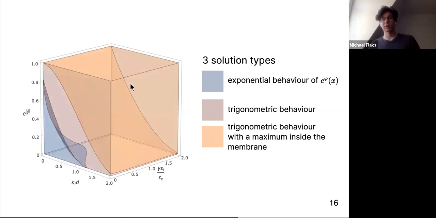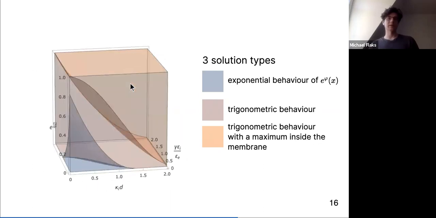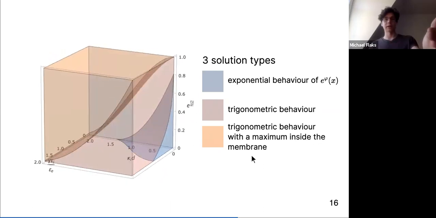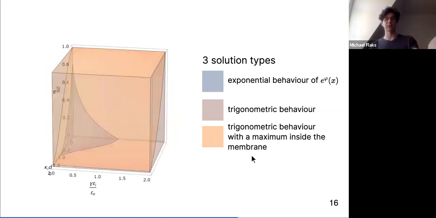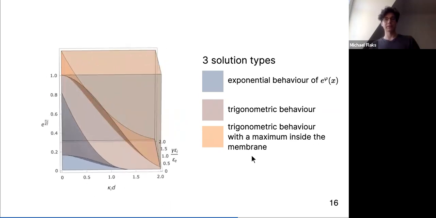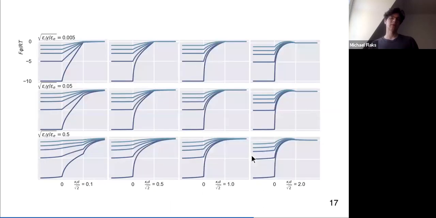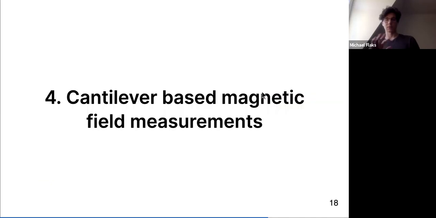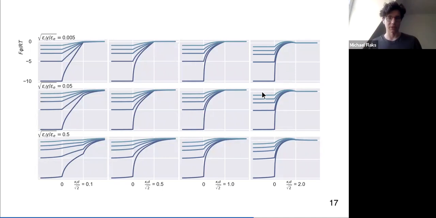Okay, I will just skim through the results. We were able to identify this diagram where each region gives a different behavior of the potential inside the membrane. We were able to build the dependency of the potential inside the membrane and outside of the membrane on the influential parameters, for different combinations of parameters and a predefined ratio of the concentrations. And we completed this part of the problem.